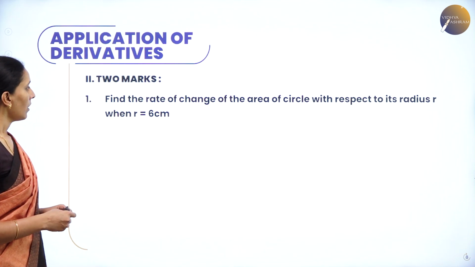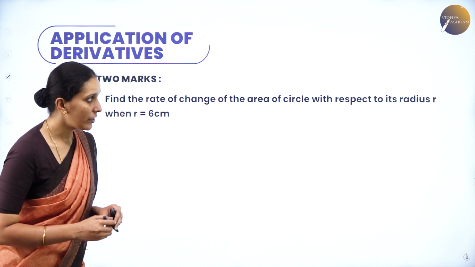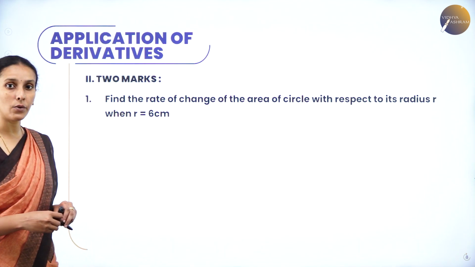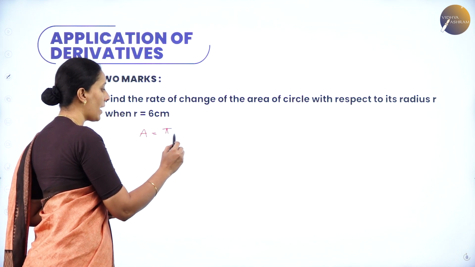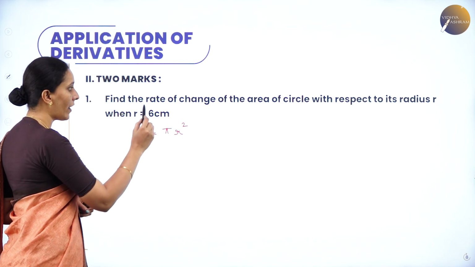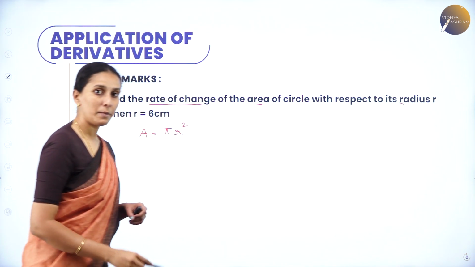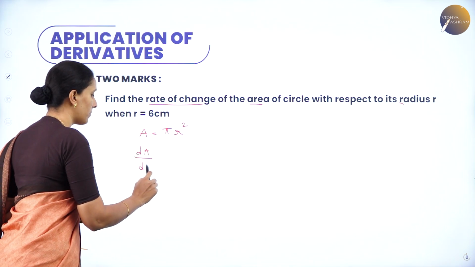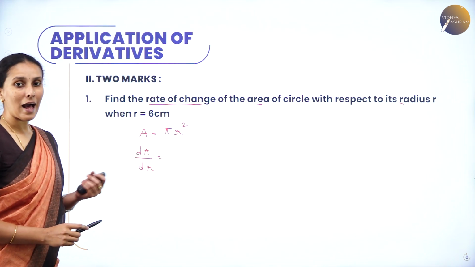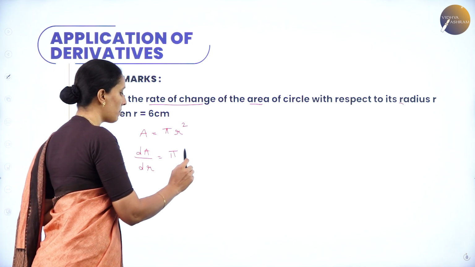Next, 2 marks question. Find the rate of change of area of a circle with respect to radius when r is equal to 6 centimeter. We know that area of a circle is pi r square. We need to find the rate of change of area with respect to its radius. That means we need to derive A with respect to r. So therefore, here r will become the independent variable. So therefore, it is pi.